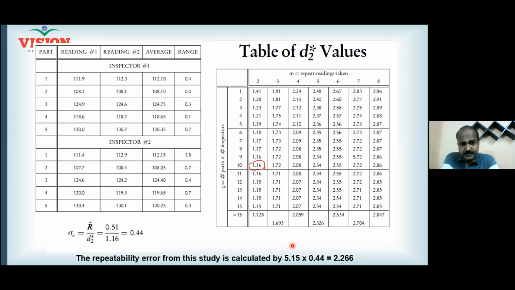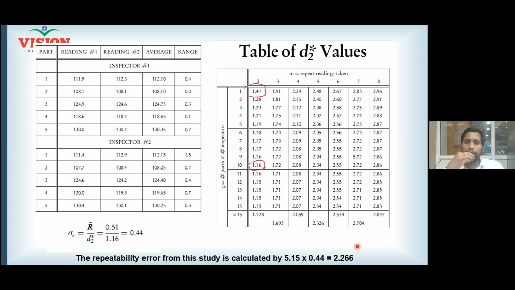Is that clear? So use 5.15 so that you will be accounting only for 99% of the error. But when you multiply by 6, you will be able to account for 99.73% of the error, nothing else, right? So the total repeatability error, or 99% of the repeatability error, is 2.266. Is that clear to all of you? How we got this number? Yes, sir.